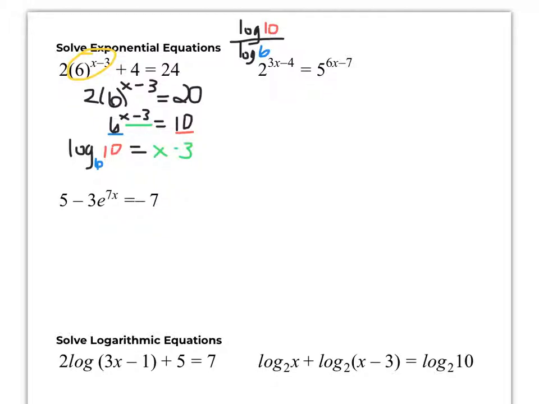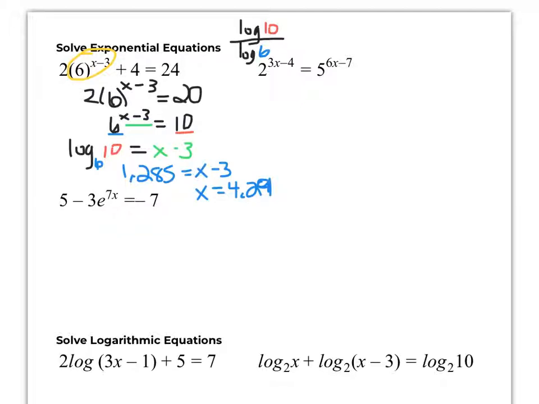And then after I get that answer, I'm just going to add 3. So when I do log 10 divided by log 6, I get 1.285. And then I'm going to add 3, so I get x equals 4.29. Remember, in the problem, always keep it more exact than what you want at the end.